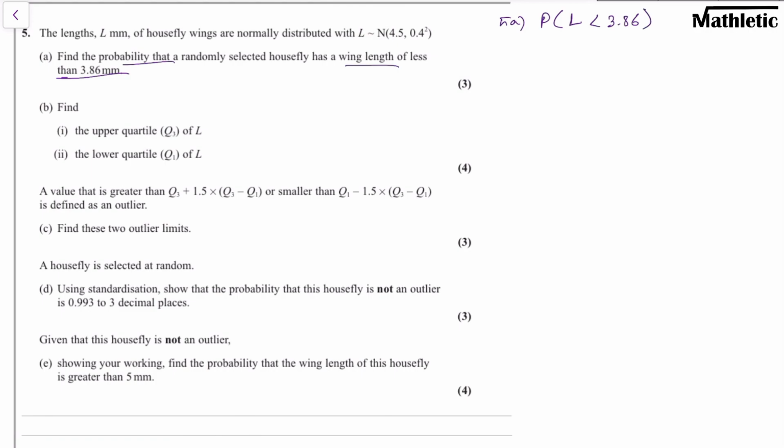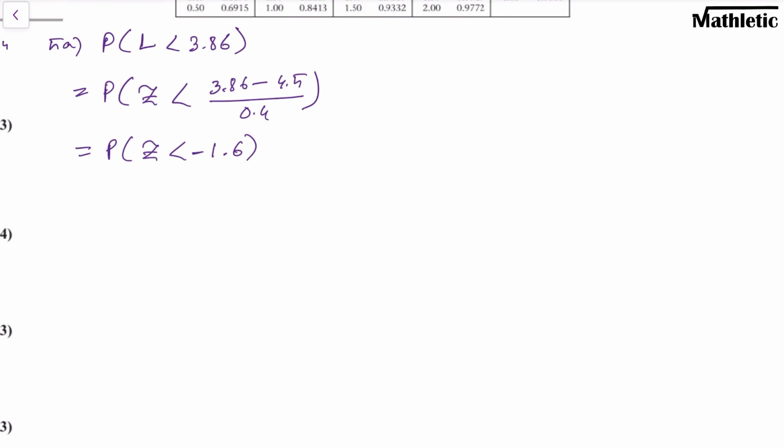So we know that whatever the letter is, whatever the situation is, we need to convert that into the standard variable z, and the formula is z equals x minus mu by sigma, right? Mu is this one, and this one is actually sigma square, indicating that sigma is 0.4. So mu is 4.5 and sigma is 0.4. So 3.86 minus 4.5 divided by 0.4. Z less than minus 1.6.